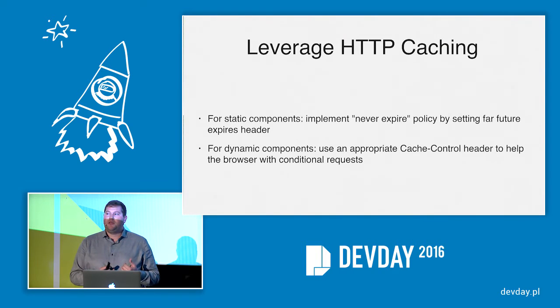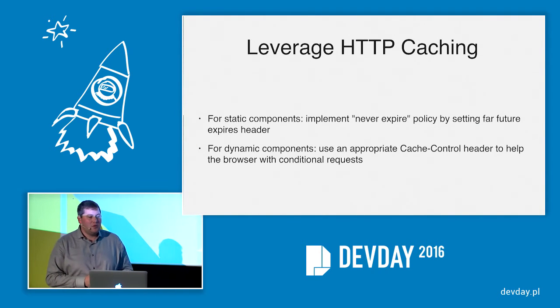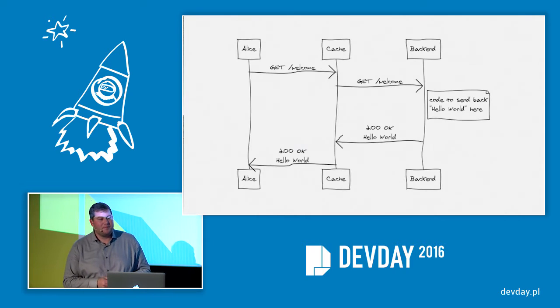But oftentimes, you want to apply this to a website, and websites have dynamic content. So then how do you do this when the content changes frequently and you need to validate the content? So for dynamic components, you can use the validation strategy and use an appropriate cache control header to make the browser conditionally request assets. So we'll dive into all of these really quickly.